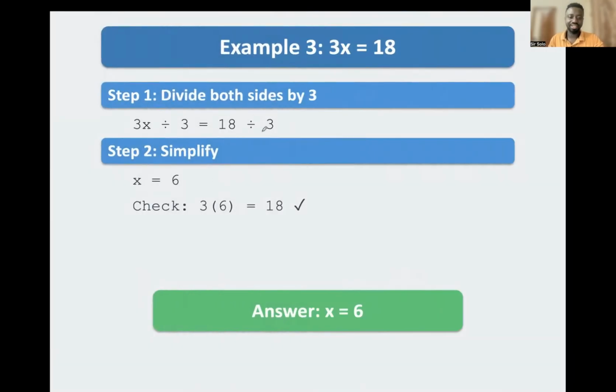3x equals 18. We divide both sides by 3. That is it. x equals 18 divided by 3 on both sides. Now x equals 6. Good.